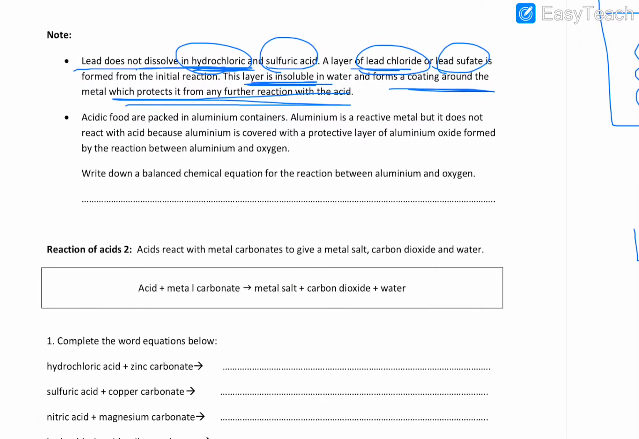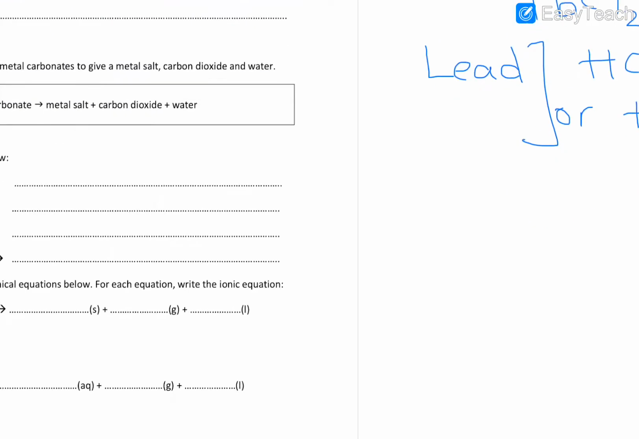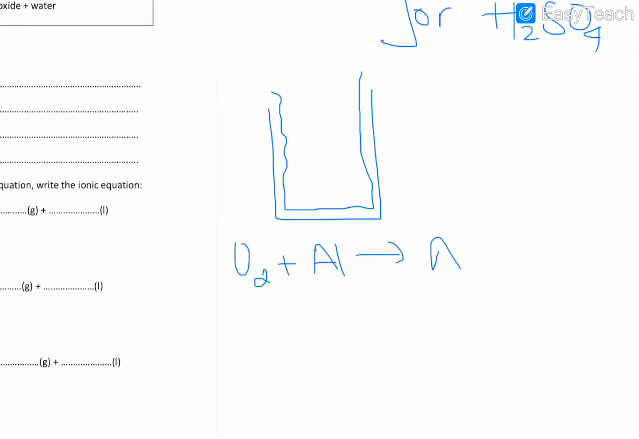The second important thing is that acidic foods are packed in aluminium containers. Aluminium is normally a reactive metal, but it will not react with acid because it is covered with a protective layer of aluminium oxide. When you have aluminium cans, all the aluminium that is exposed to air is coated with a layer of aluminium oxide. In the air you have oxygen, so oxygen reacts with aluminium. O2 plus aluminium will give you aluminium oxide. You balance the equation here.